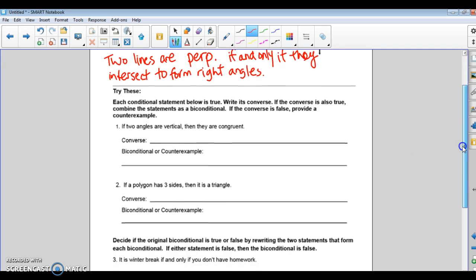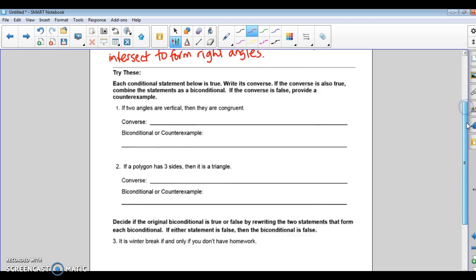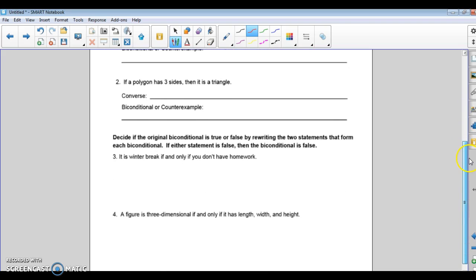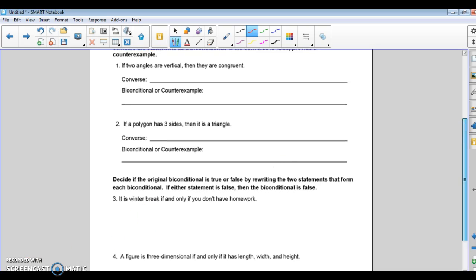Now we need to try these, but read the question carefully because you have to see if each conditional statement is true, and then write the converse. If the converse is also true, then combine the statements as a biconditional statement. If the converse is false, then you have to provide a counterexample. I want you to pause the video and try questions number 1 through 4, and then we're going to check the answers together. Okay, pause the video, please.